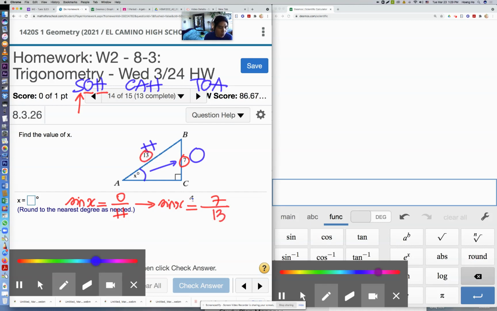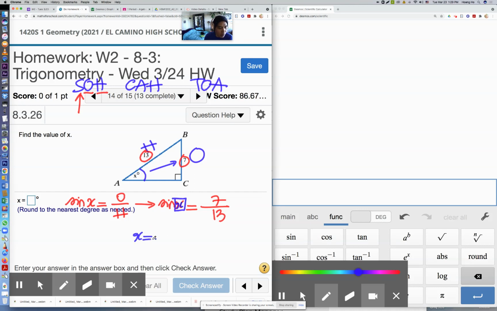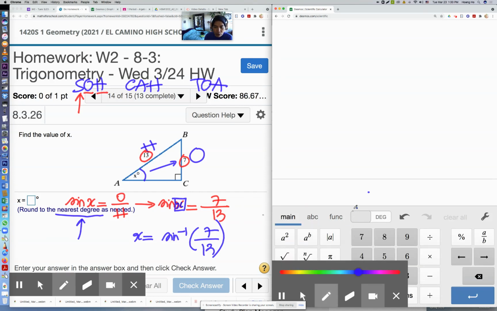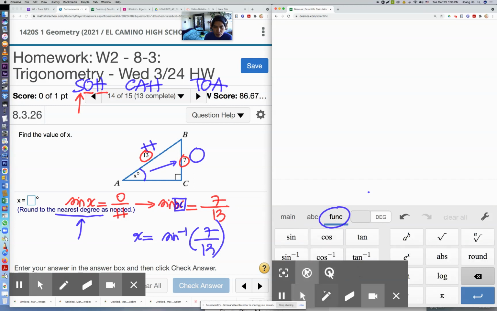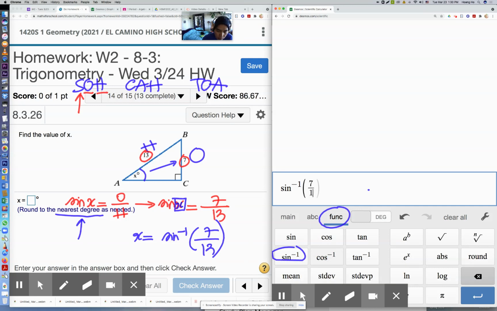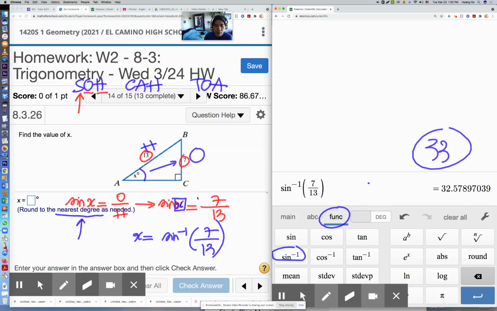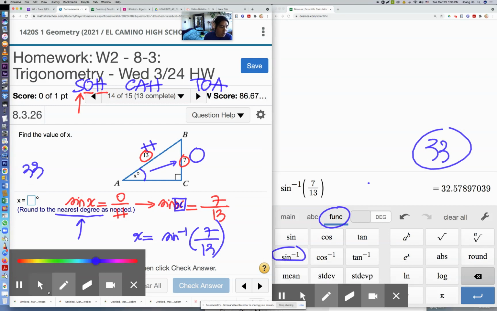Okay. So you're not looking for sine of angle x, you're looking for angle x. So angle x equals inverse sine of 7 over 13. And the calculator will take care of your answer. Make sure your answer is to the nearest degree. So I go to my calculator over here. I click on function first, and then I will see inverse sine right there. So inverse sine 7 over 13, and I would give my answer as 33. So over here, I put 33, and then I'm done.